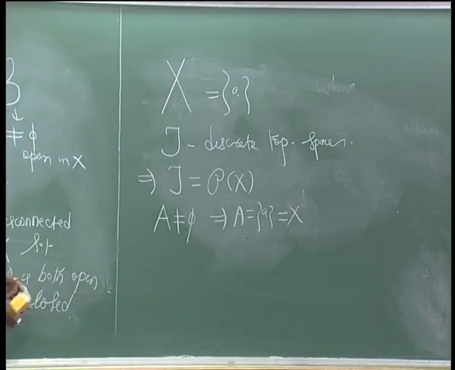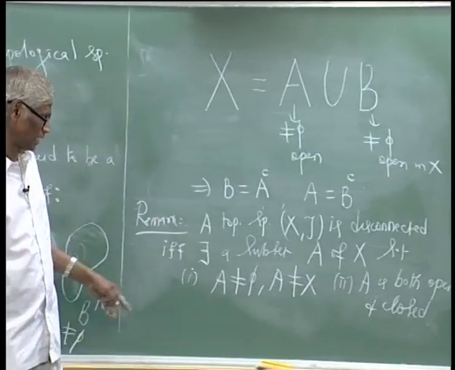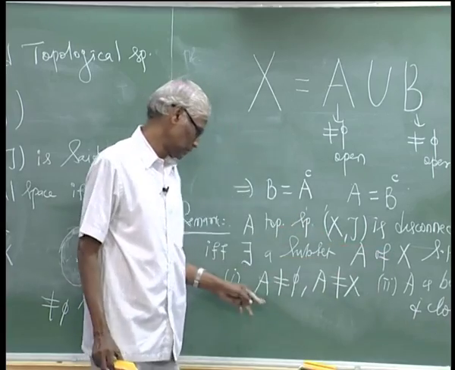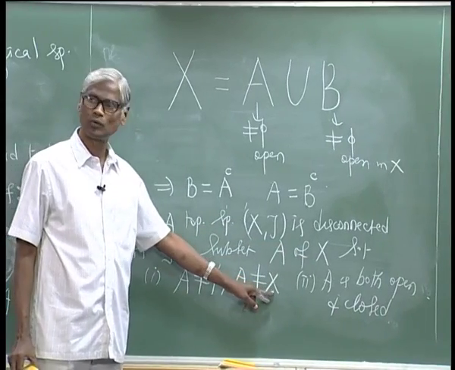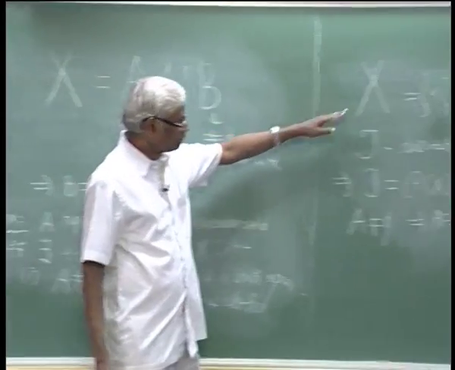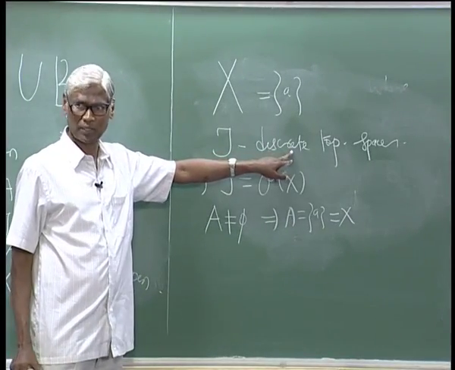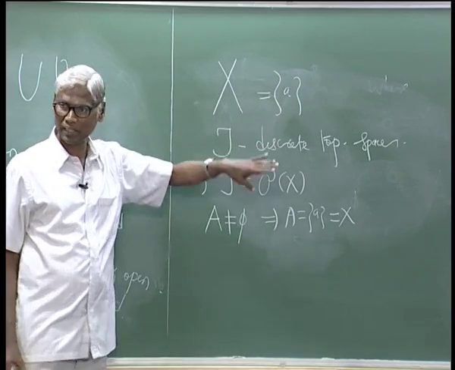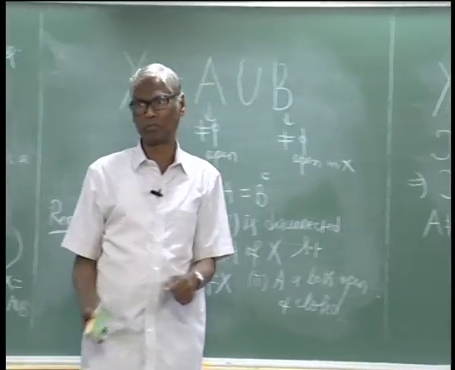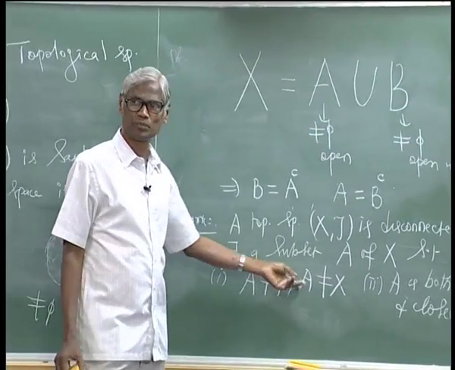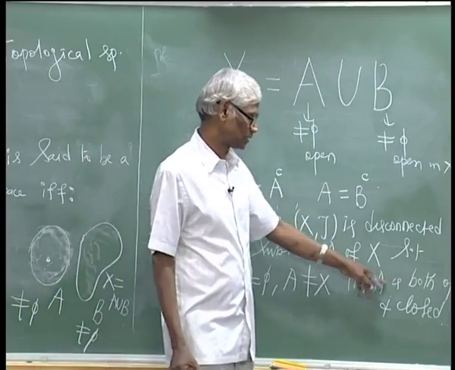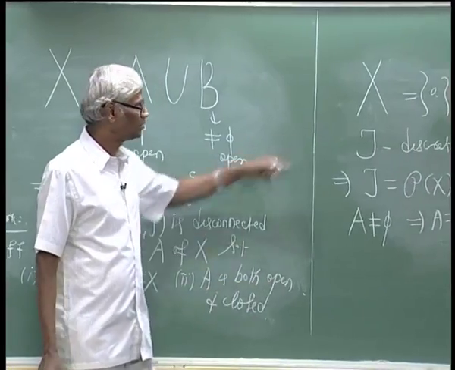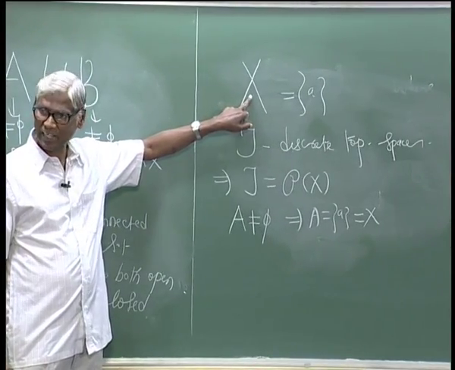So we are not able to get, in this case, a subset A of X such that A is non-empty and A is not equal to X. That means even with the discrete topological space, if our X is a singleton or even empty, we will not be able to find such a set A, non-empty, not equal to X, that is both open and closed. So we cannot find such a set, which means that topological space is connected.